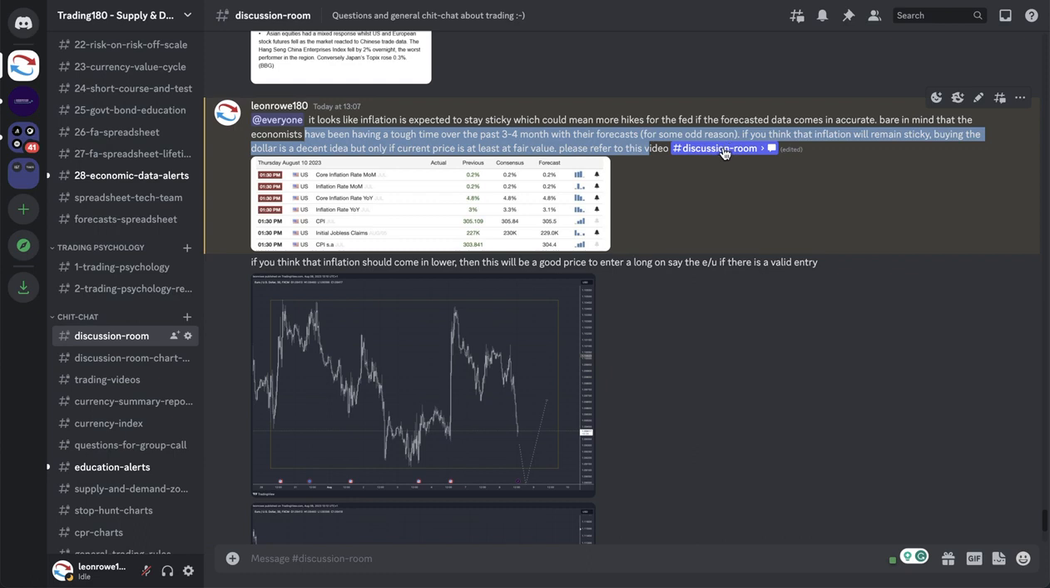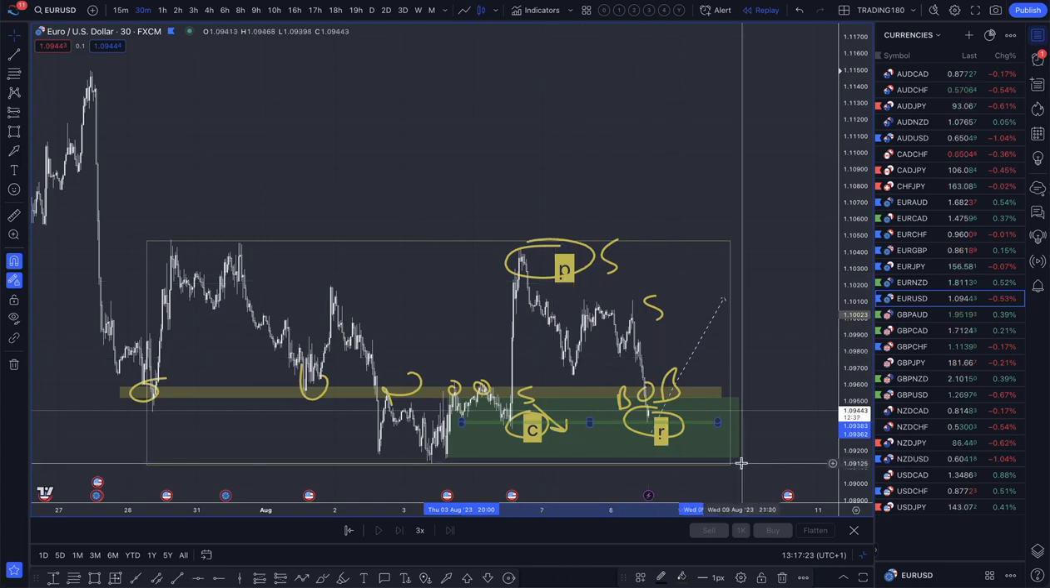Please refer to the video that I posted earlier. And also, if you think that inflation should come in lower, which would then basically devalue the dollar, then this would be a good price to enter a long on, say, the EU, if there is a valid entry. So the setup is here, right? And this is what is known as a pre-entry.